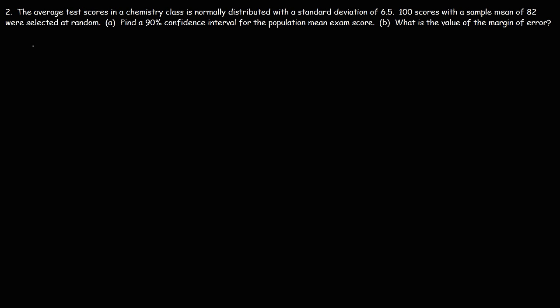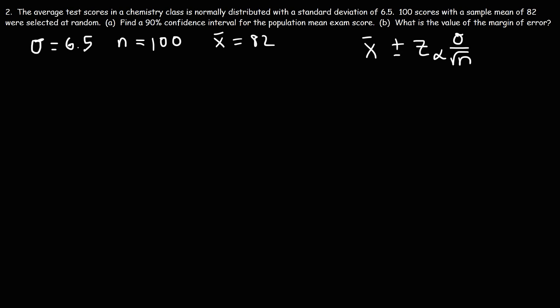So let's write down what we know. The standard deviation is 6.5. The sample size is 100. 100 scores were selected at random. And the mean of those scores is 82. So we need to estimate the population mean using a confidence interval. So let's start with this expression. X bar plus or minus z alpha times sigma over the square root of n.